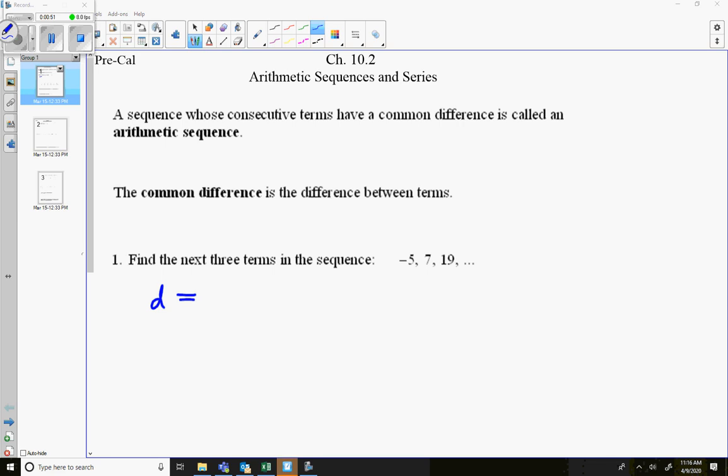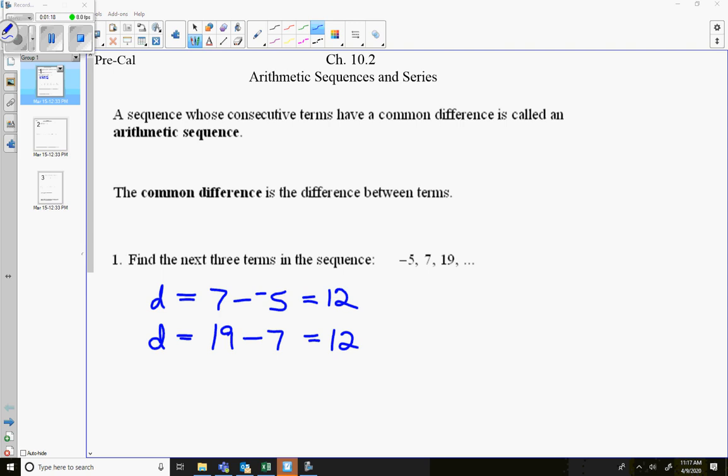So in other words, we could say 7 minus the term before it, -5. So 7 minus -5 gets us a common difference of 12. Now we could have also done 19 minus the term before it. That also gets us the same answer, 12, which it will if it's an arithmetic sequence. So the common difference is simply 12.